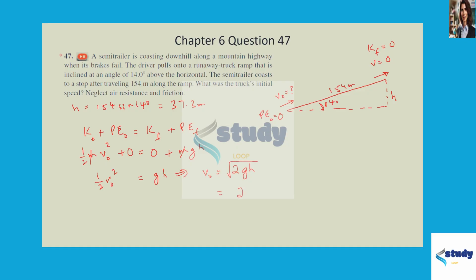So let's put some numbers in there. 2 times 9.8 times 37.3, and take the square root. So the initial velocity of the truck comes out to be equal to 27.0 meters per second.